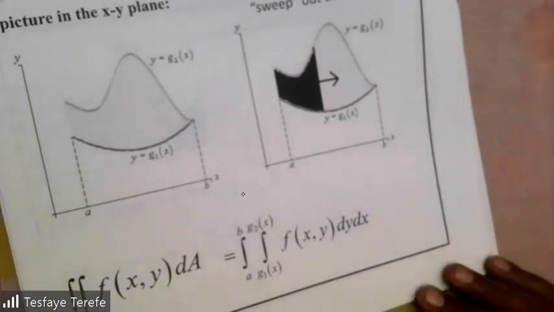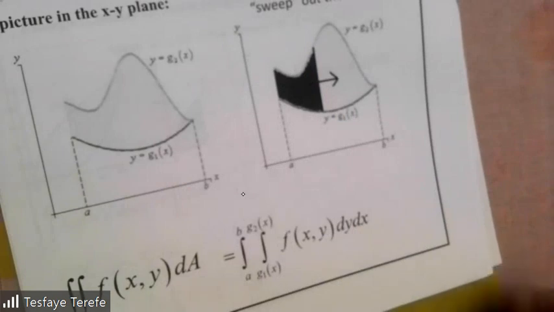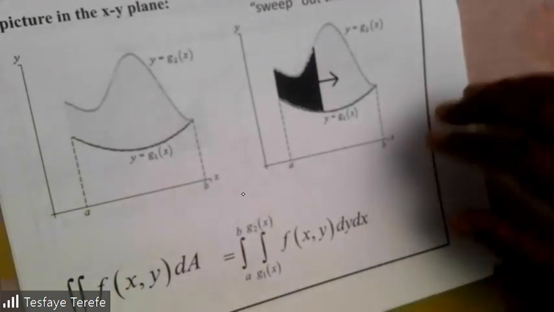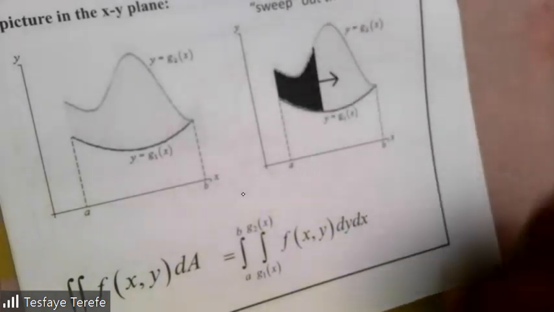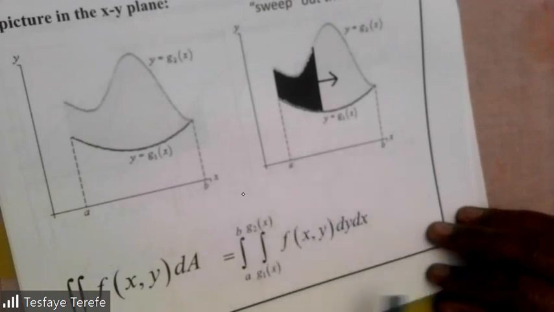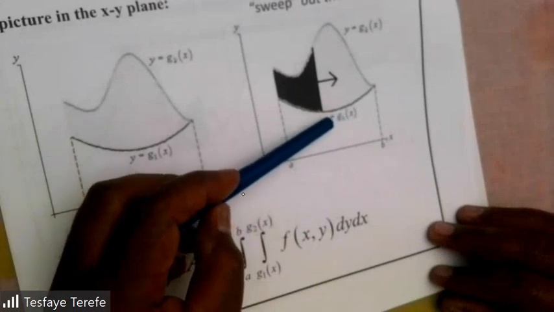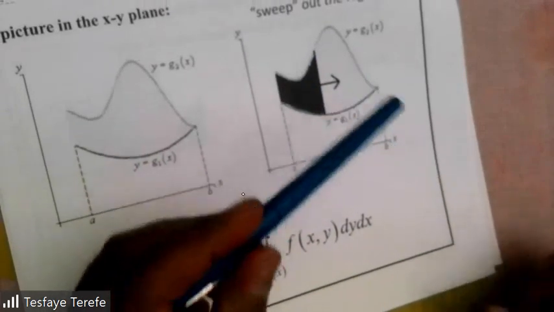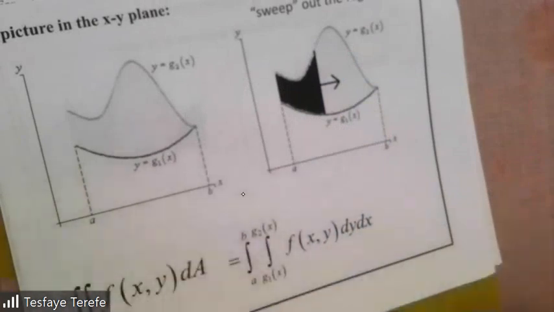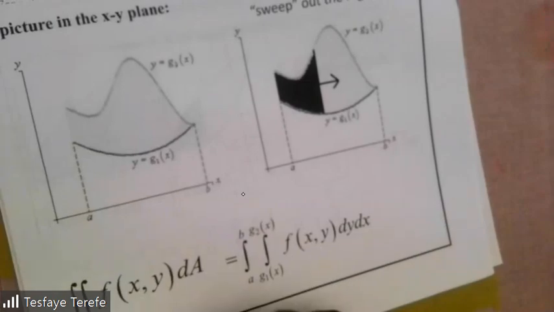So for this one, if you have a vertical stripe, the change is going to be in the y direction as you are moving this, and then you integrate from a to b, from here to here, and from y1 to y2, and then dy dx. Actually, we're supposed to change it to dx dy.